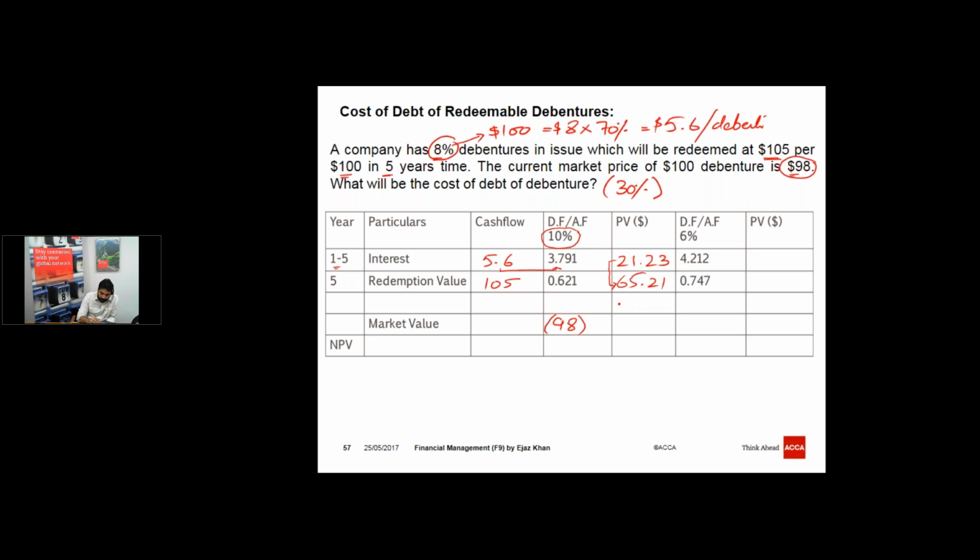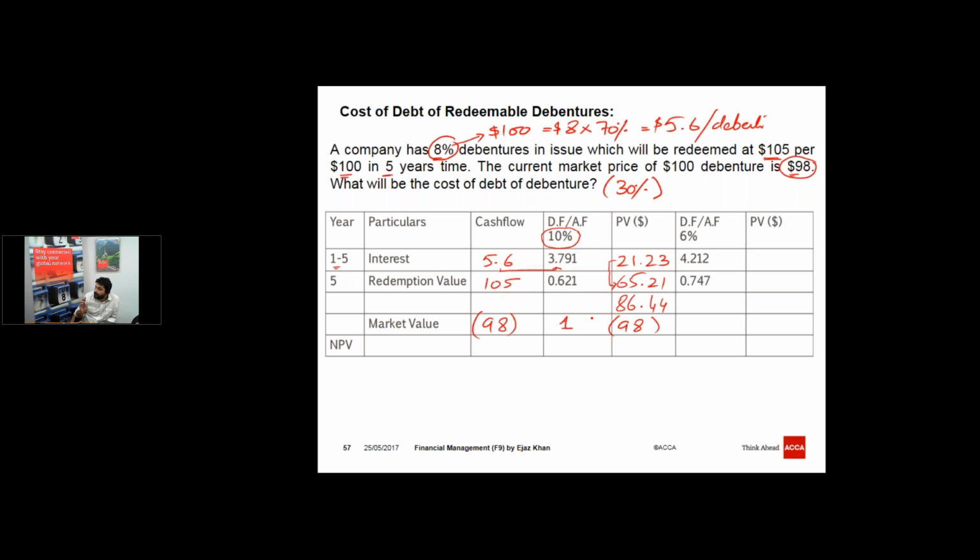So the total present value of his cash inflows will be the sum of these two. What's the sum? 86.44, right? And how much has he invested? Okay, I've just written it in the wrong column. I should write it here. And the discount factor should always be 1 for the initial investment. So we'll write 98. I'll deduct the investment from it. What will be the net present value? He invested 98, and he will be getting a present value of 86.44. So it's 11.56 negative.